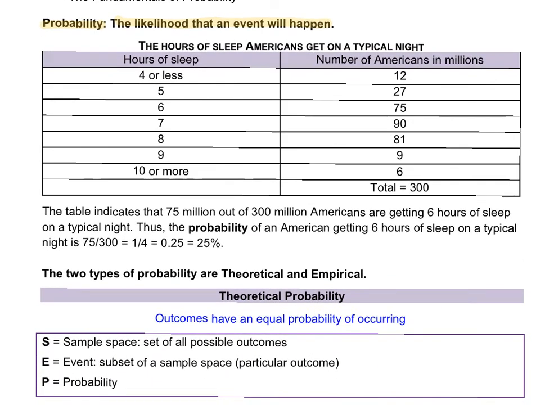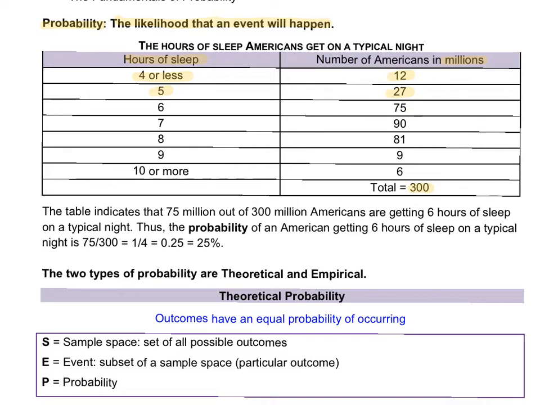This table represents the hours of sleep Americans get on a typical night. So the total number of Americans, in millions, is 300 million. So this particular survey deals with 300 million Americans. Now in the first column, we have the hours of sleep they get on a typical night. So if you look at the first row, 4 or less hours of sleep, about 12 million Americans get 4 or less hours of sleep. We look at 5 hours, 27 million, and so on.